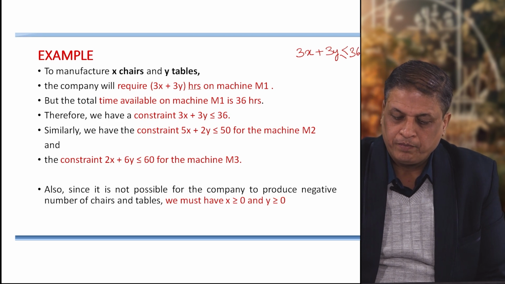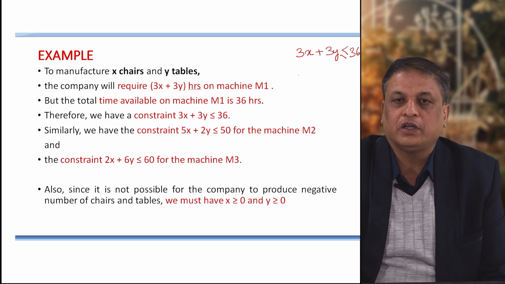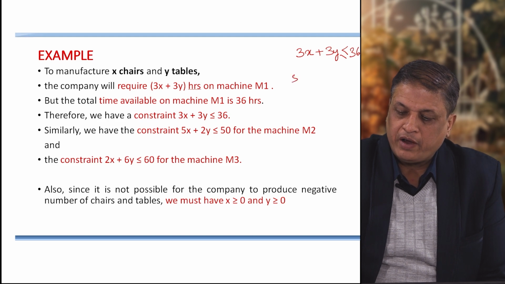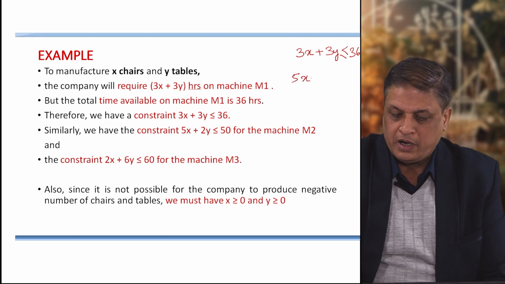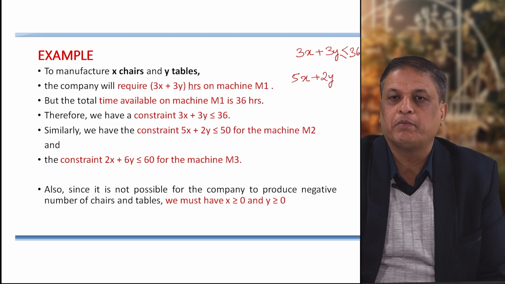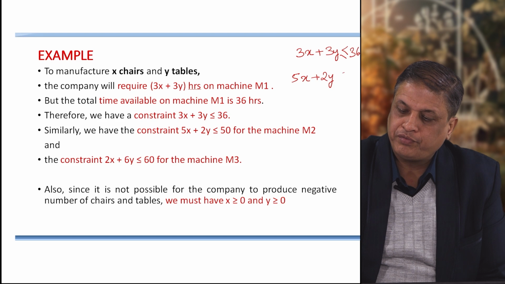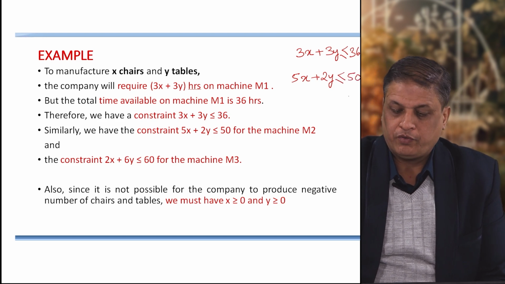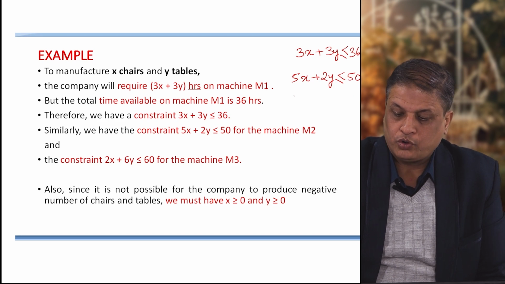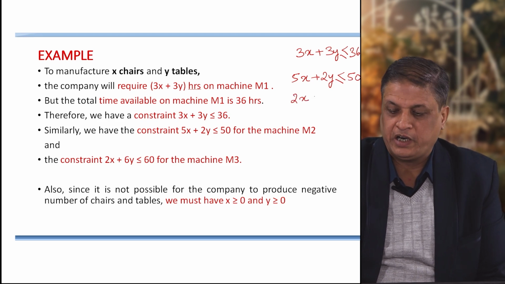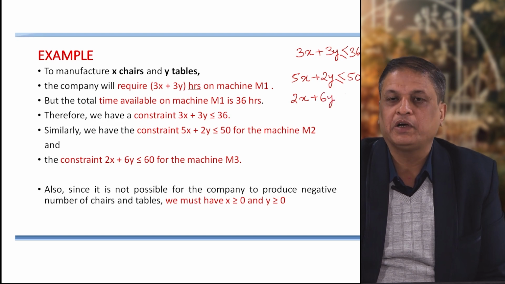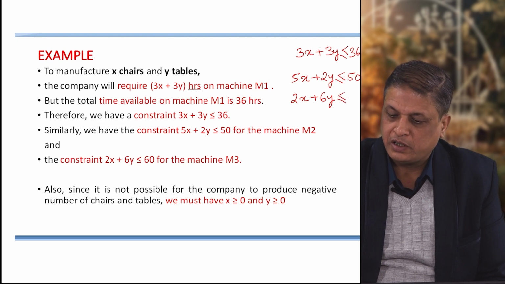Similarly, we have machine M2, wherein it was given that it takes 5 hours to manufacture a chair and 2 hours to manufacture a table, and machine M2 can at the most work for 50 hours per week. So, this should be less than or equal to 50. Further, it took 2 hours to manufacture a chair on machine M3 and 6 hours to manufacture a table, and machine M3 can work at the most 60 hours per week. So, this should be less than or equal to 60.